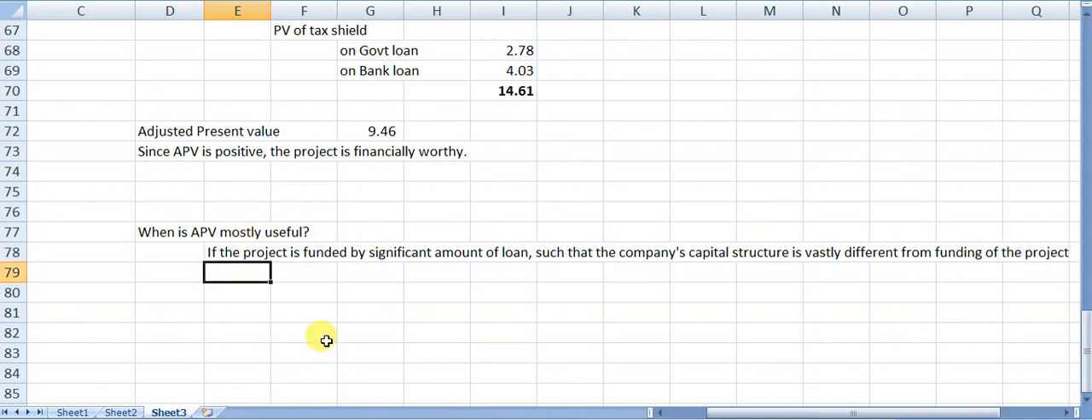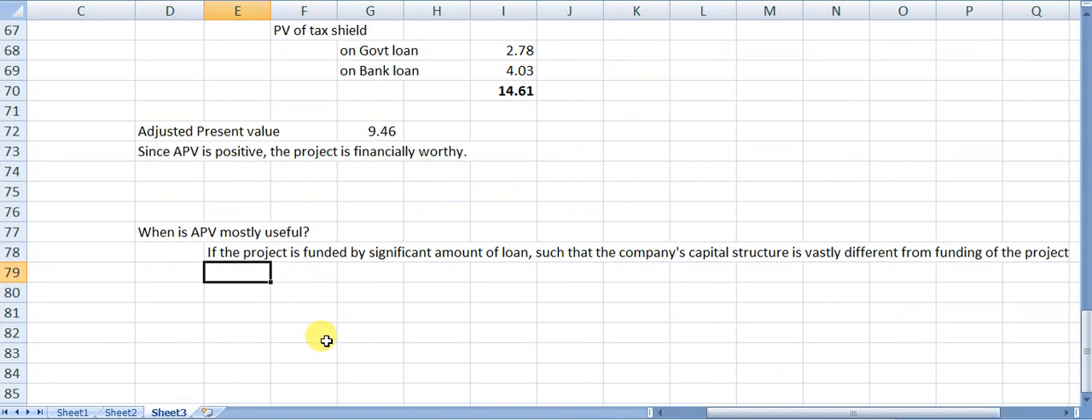Guys, if you look at this question, they said 100% of funding to the project comes from loan. Whereas the company can't be 100% loan funded, no. So the company's capital structure and the particular project's funding structure are vastly different. The company's debt to equity and the debt to equity of funding this project are not the same. Then you can't use NPV, you have to go for APV.